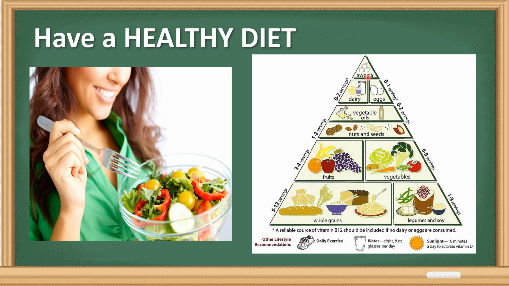So this is the food pyramid, meaning to say you have to have lesser sweets, lesser dairy products, lesser vegetable oils, and you have to gain more of these whole grains, legumes, and soy, and eat more of these vegetables and fruits.